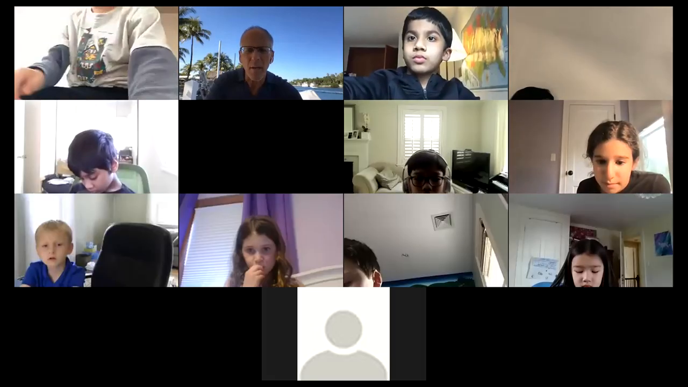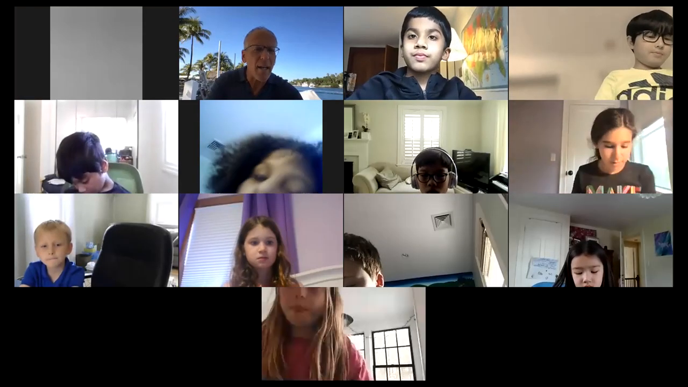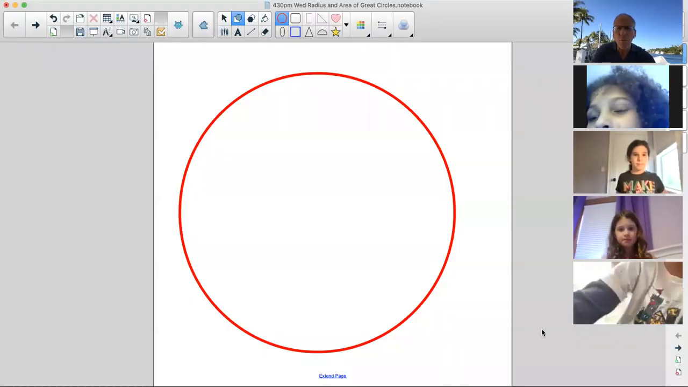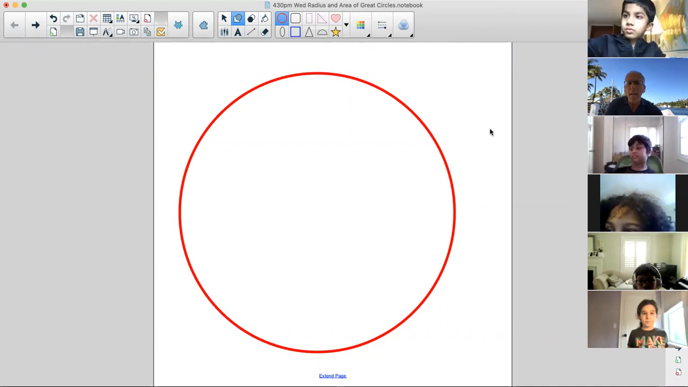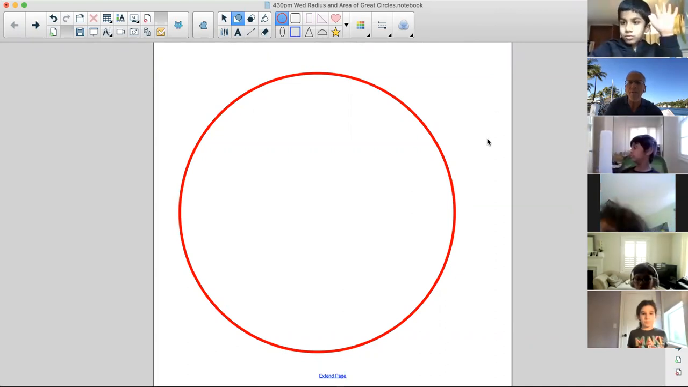And let me then, what was the special line that we learned about last week that goes right through the center of the circle? What is the special line that goes right through the center of the circle? Mark?